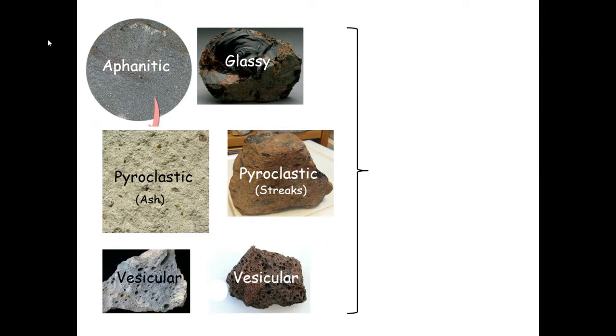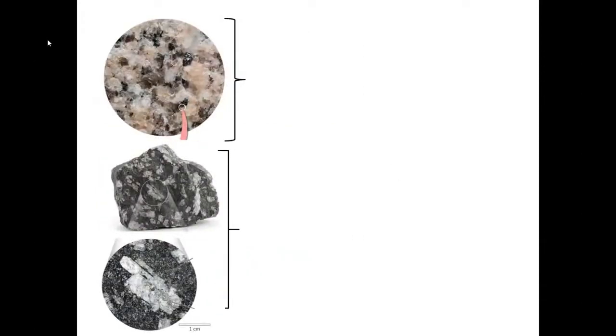So these textures, aphanitic, glassy, pyroclastic, vesicular, all indicate rapid cooling. And rapid cooling is an extrusive feature of igneous rock, so cooling at or near the surface. These are related to volcanism, volcanic activity. And when you're talking about molten rock at the surface, you're talking about lava. We go on to the next slide here.